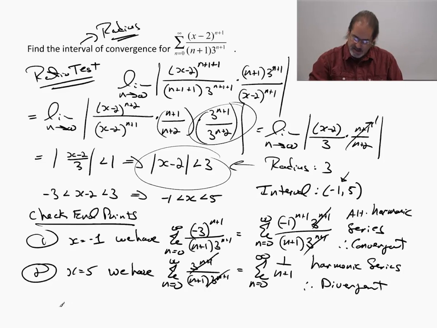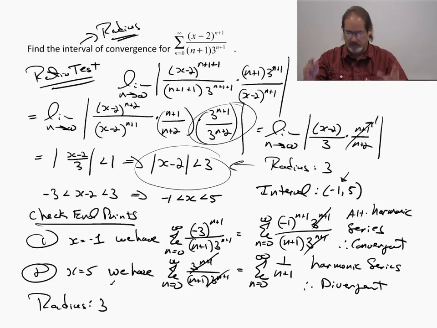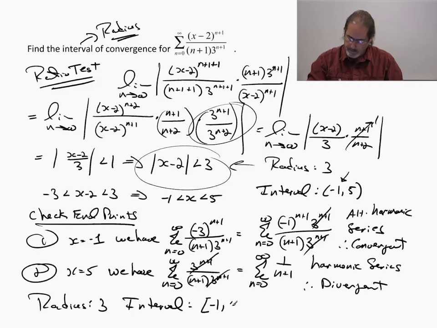So that tells me that my actual radius of convergence is in fact 3. That doesn't change when I include or exclude the endpoints. But the interval of convergence is negative 1 to 5, that half open interval.